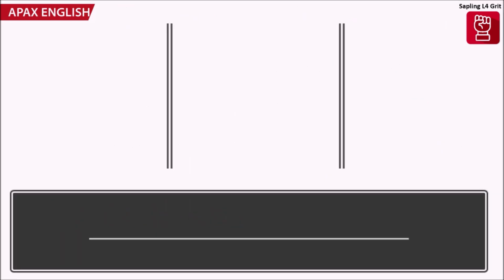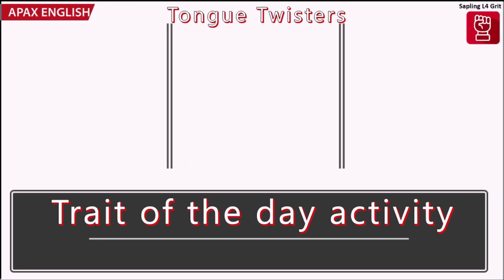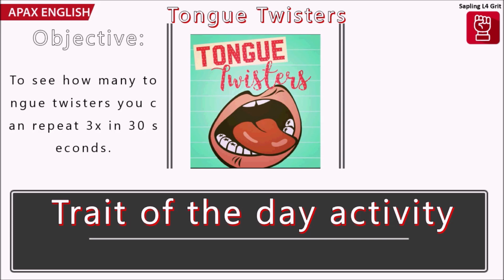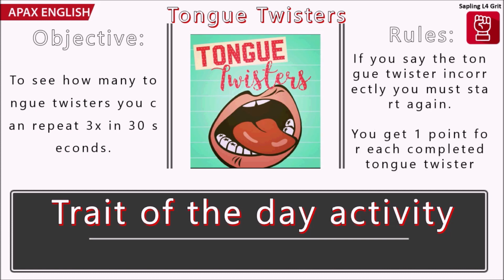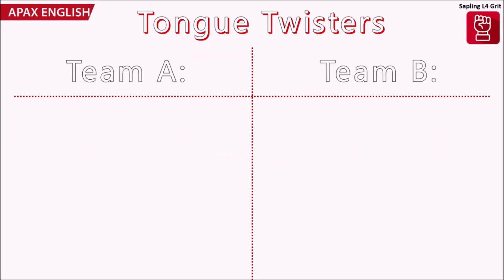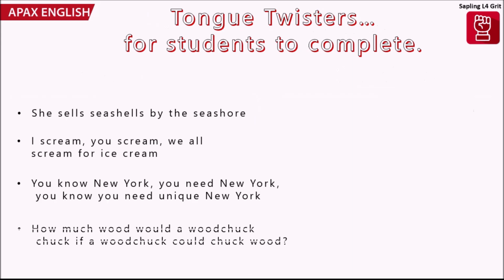Now let's quickly look at a sapling example. Trait of the day, this is tongue twisters, so we can see how the difficulty changes as we go through the levels. The trash can activity would be too simple for sapling students. This is to see how many tongue twisters the students can repeat in 30 seconds. If you say the tongue twister incorrectly, you must start again. You get 1 point for each one completed. Next, we can load up this slide again on the smartboard and keep track of the points. And finally, here are our tongue twisters for the students.